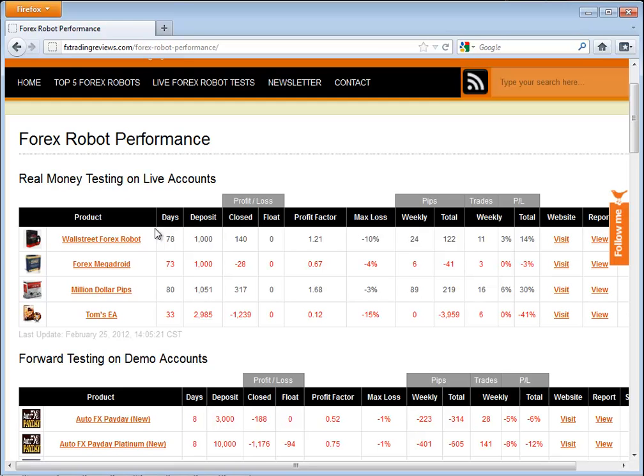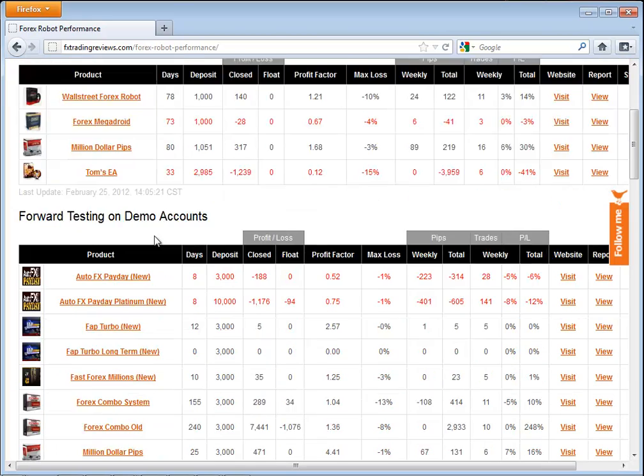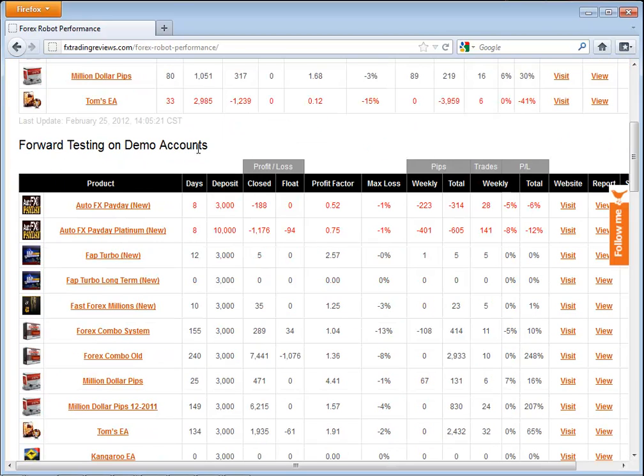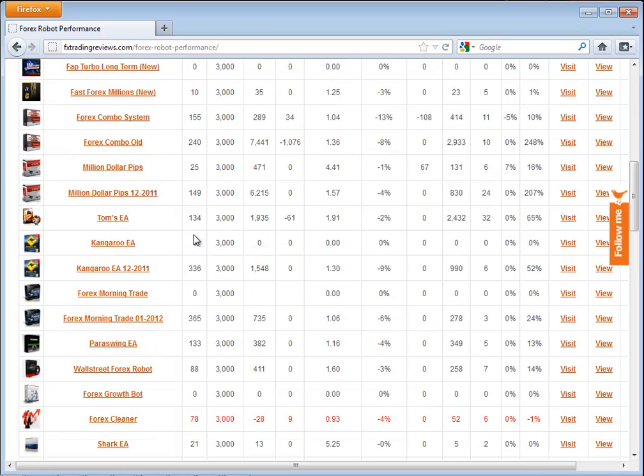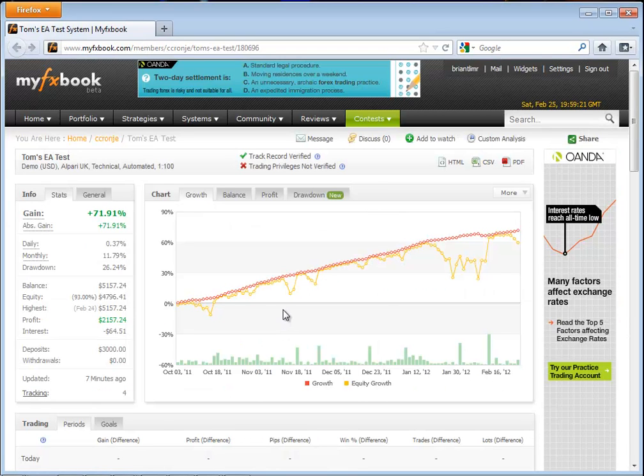This top section here represents the robots that we have live money with. And then the lower section here, forward testing on demo accounts, these are all the robots that we have running on demo accounts. So I'm going to go down to TOMS EA, and I'm going to click under the report column and view the stats for TOMS EA.